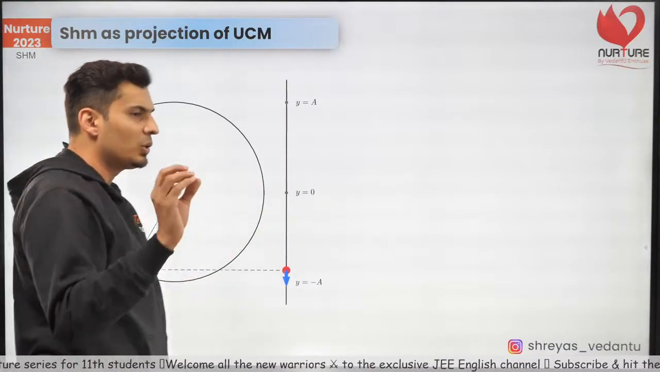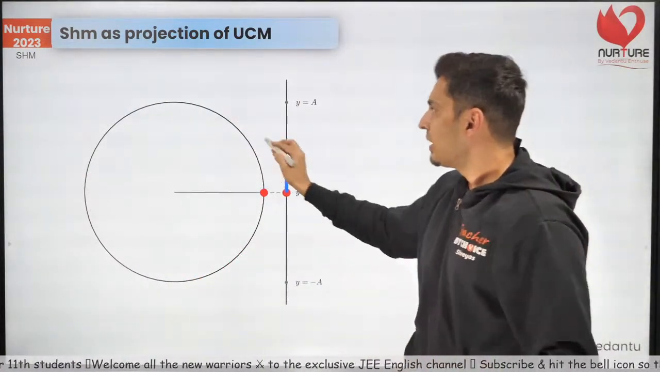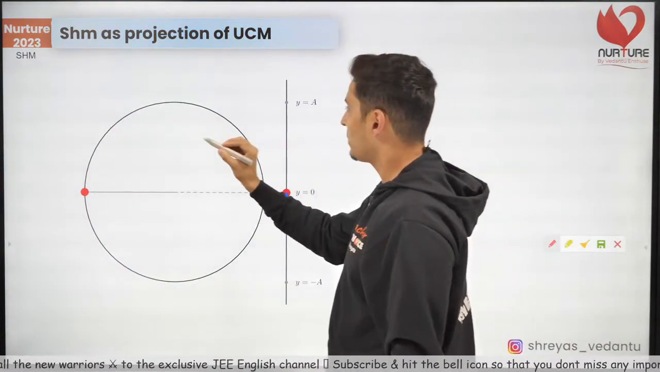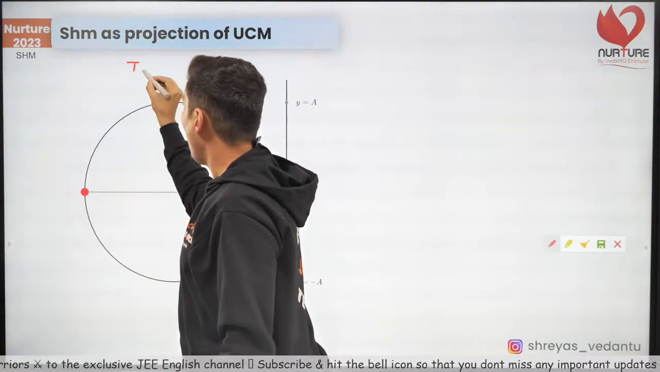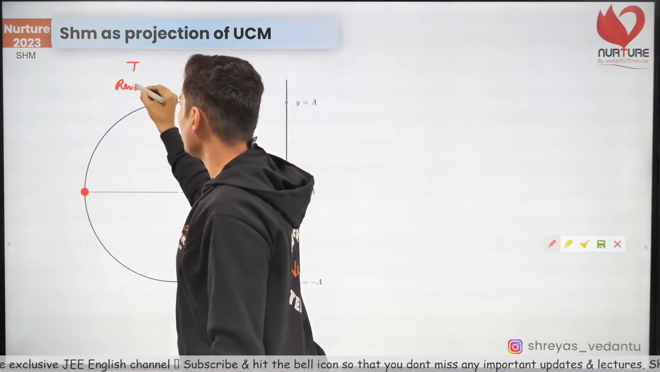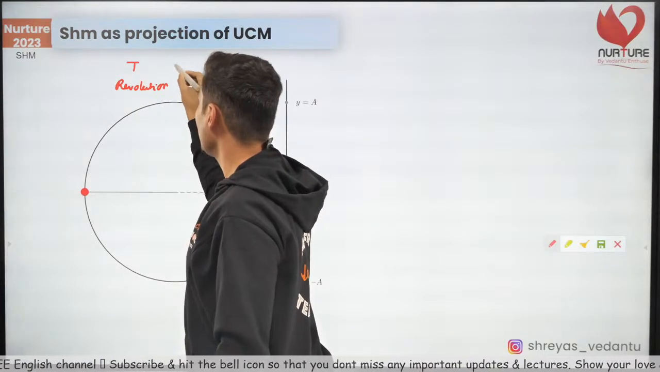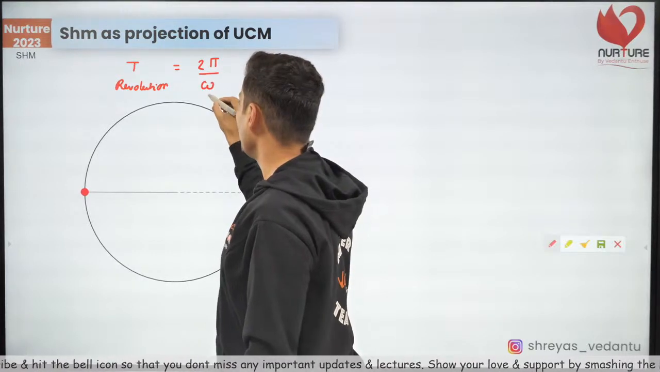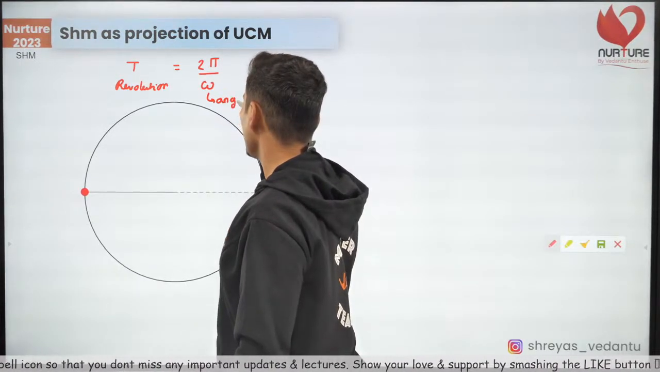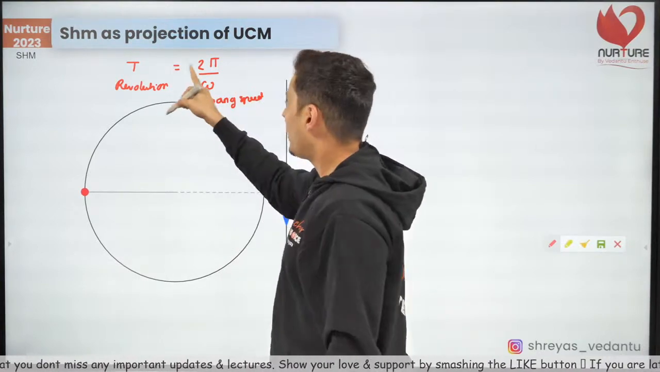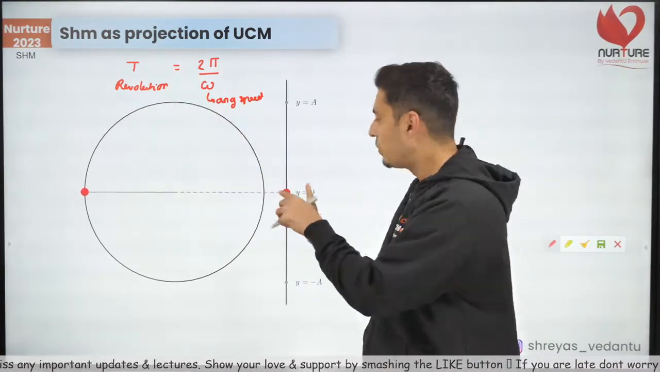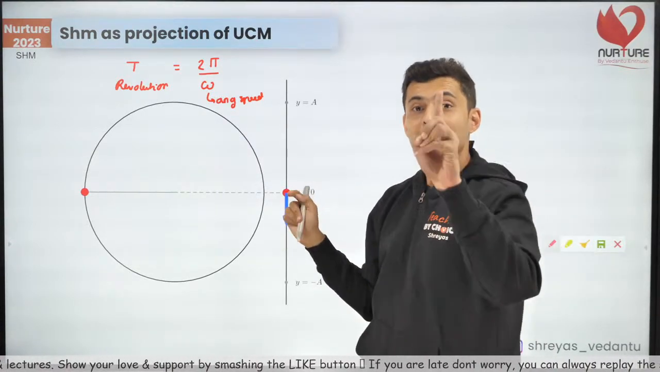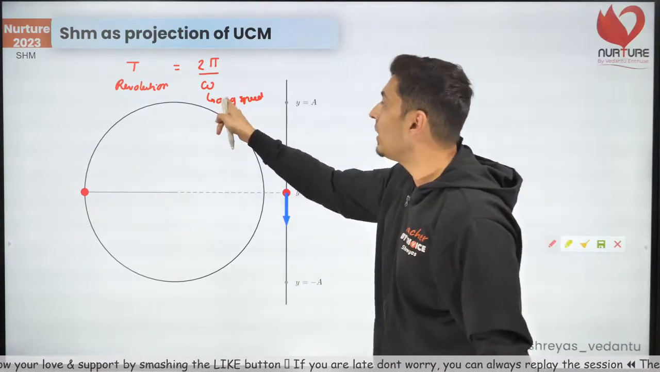Now, I want you to quickly tell me, in circular motion, the time period of revolution is T, omega is the angular speed, then you all agree that time period is 2 pi by omega. This omega is nothing but angular speed. Haven't you seen the same relationship in SHM? But the only difference is in SHM we call it differently.